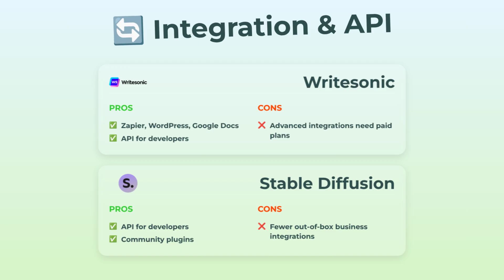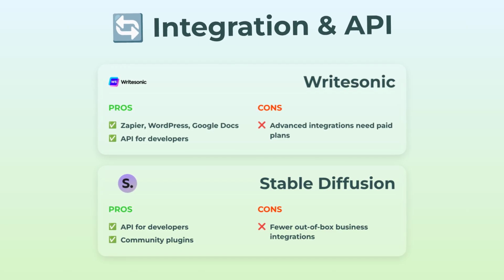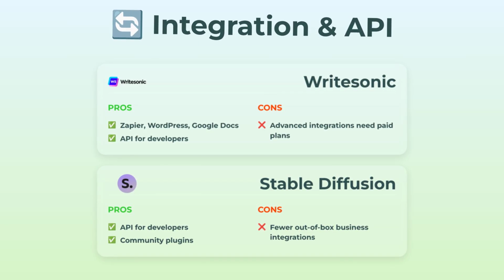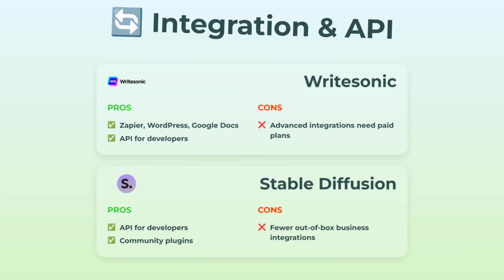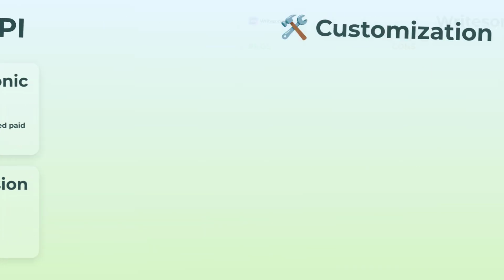Over in Stable Diffusion territory, they do have an API and plenty of community plugins, but for actual businesses or marketers, it just doesn't have as many out-of-the-box integration options. Writesonic takes this round.